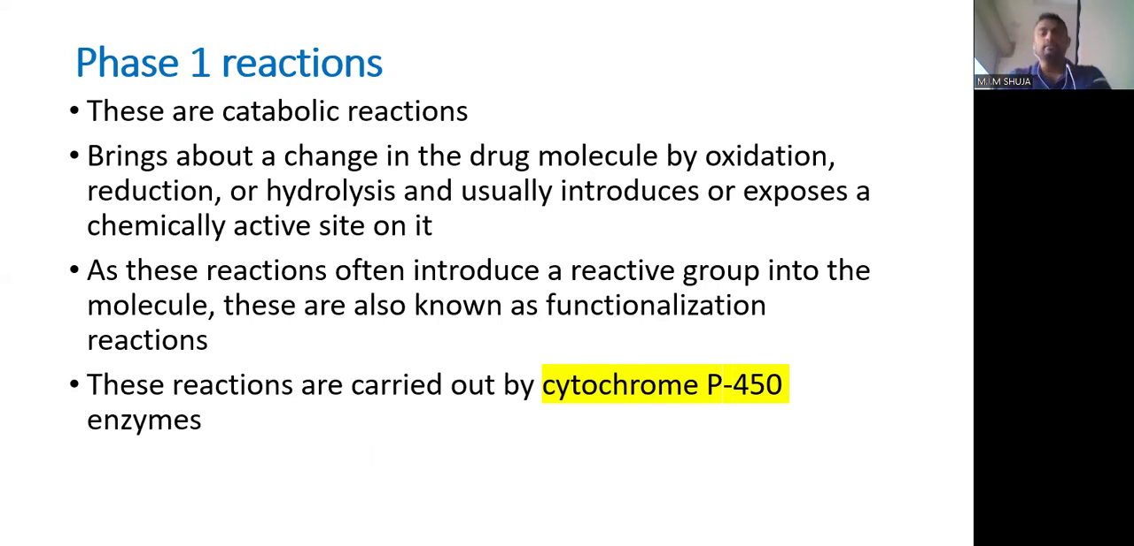So what are the phase 1 reactions? These are catabolic reactions. They bring about changes by oxidation, reduction, and hydrolysis. The major enzymes that participate in phase 1 reactions are cytochrome P450.